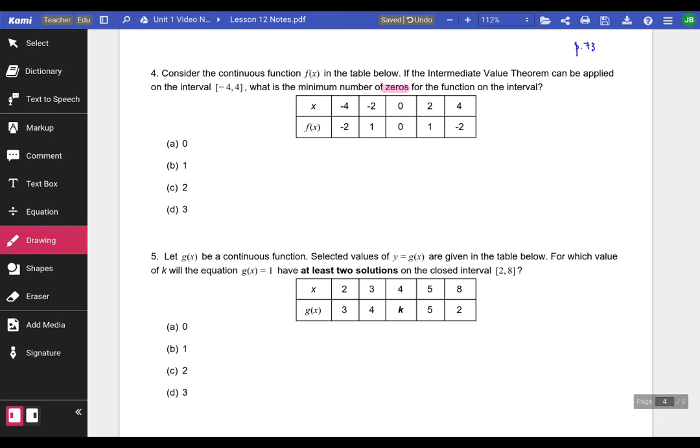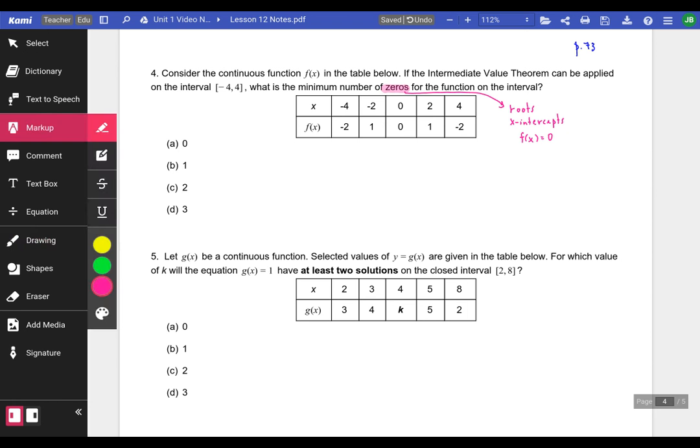We have zeros, again, just to do quick vocabulary. Zeros is the same as the roots. We can also think about it as the x-intercepts, places where our function is equal to 0. And so we're looking for the minimum number of zeros for the function on this interval. And it's really important here.